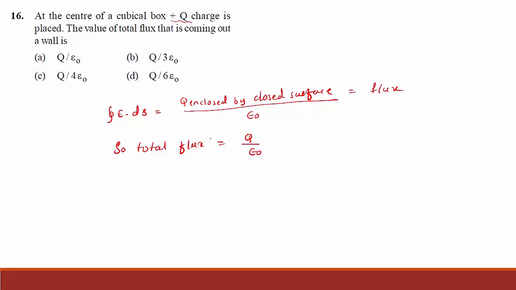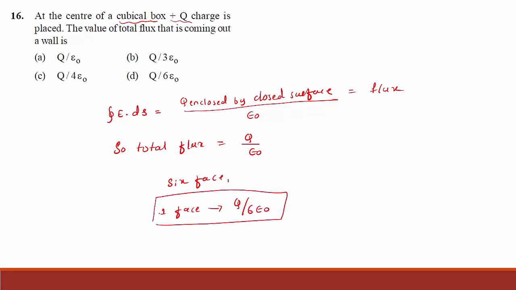Here it is a cube. This cubical box has 6 faces. So for the flux coming out through one wall or one face, there are 6 faces, so we can write Q divided by 6 epsilon naught. This is for one face. Q divided by 6 epsilon naught, so option D is correct.